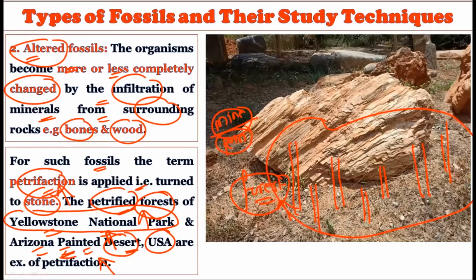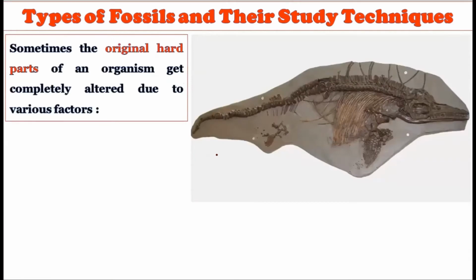So what are the processes which are actually responsible for these altered fossils? For this, we have different processes, and we are going to study them one by one. Now see, sometimes the original hard parts of an organism get completely altered due to various factors. Mineralization and petrification all come under these, and these processes convert the whole structure, whether it's a soft structure or a hard structure, into a completely new structure, say a petrified structure or a mineralized structure.